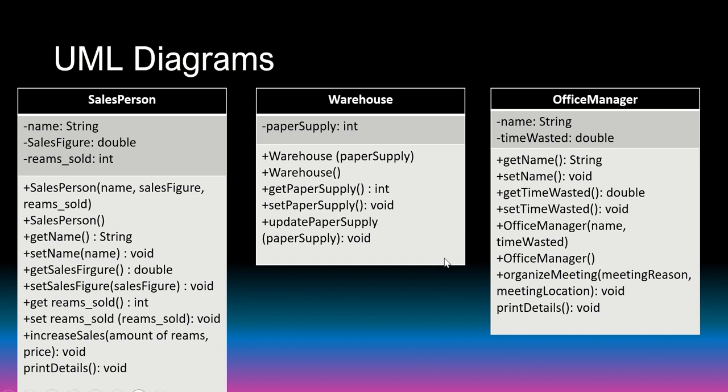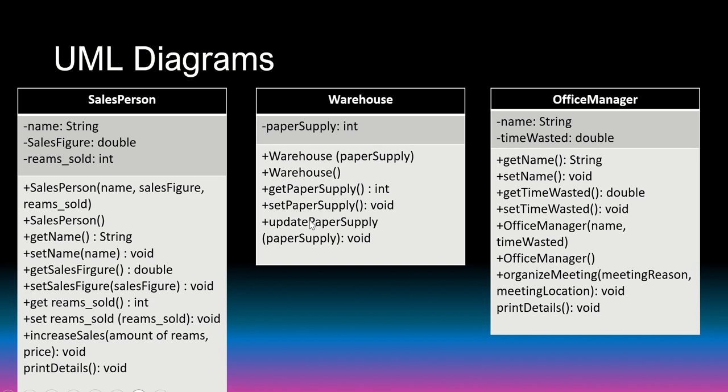So we have one attribute called paper supply, and it's going to be an integer representing the number of reams of paper available in the warehouse at any point in time. We have two constructors for warehouse, one where we can initiate the paper supply with an argument, and one where we don't have an argument, in which case it'll be set to a default value that we get to choose as the programmer.